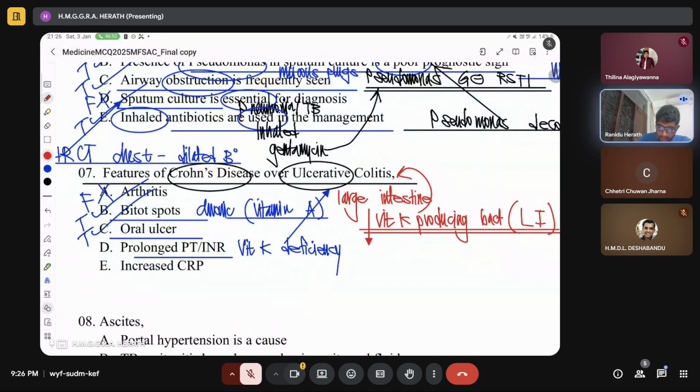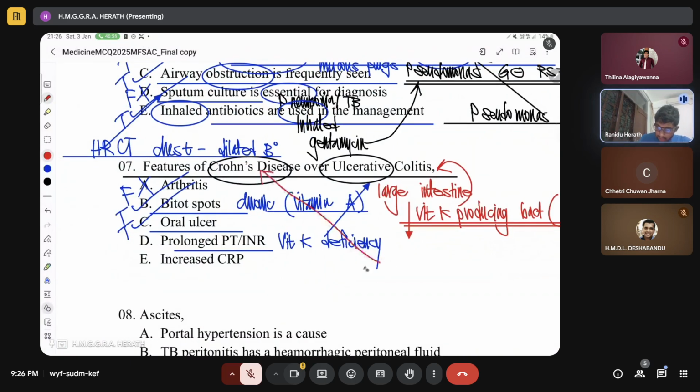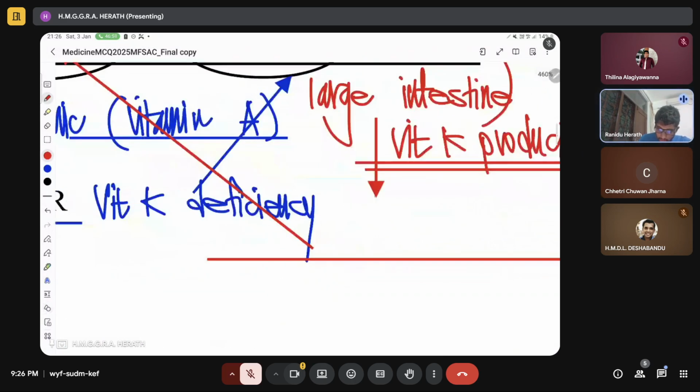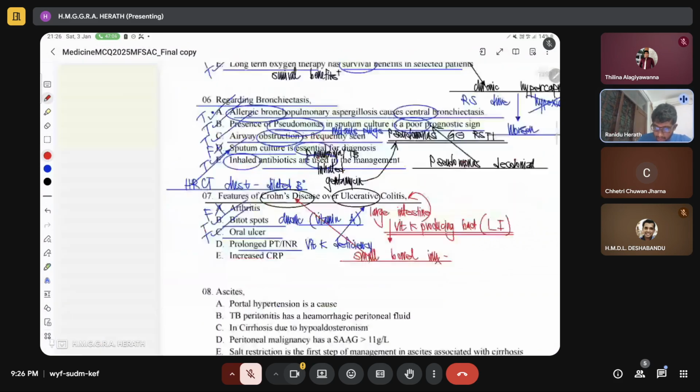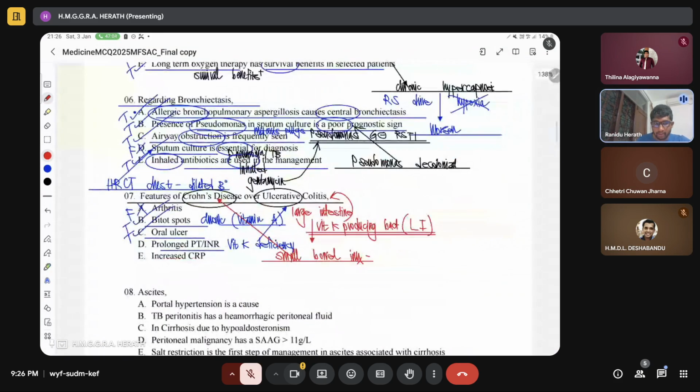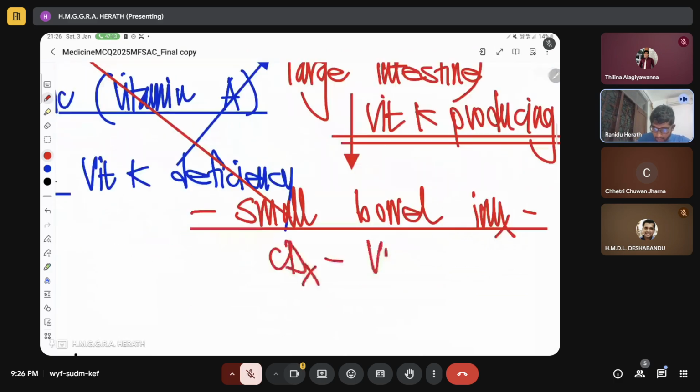At the same time, Crohn's disease patients have small bowel involvement. So the duodenum is where all the fat molecules are absorbed. With the fat molecules, with the chylomicrons, the vitamin K is also absorbed together with that. So if there is small bowel involvement in Crohn's disease, they can also get vitamin K deficiency.